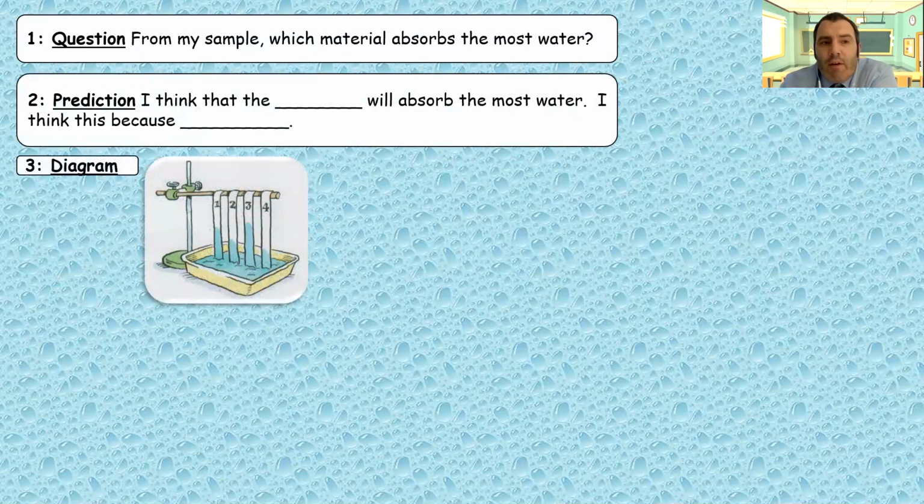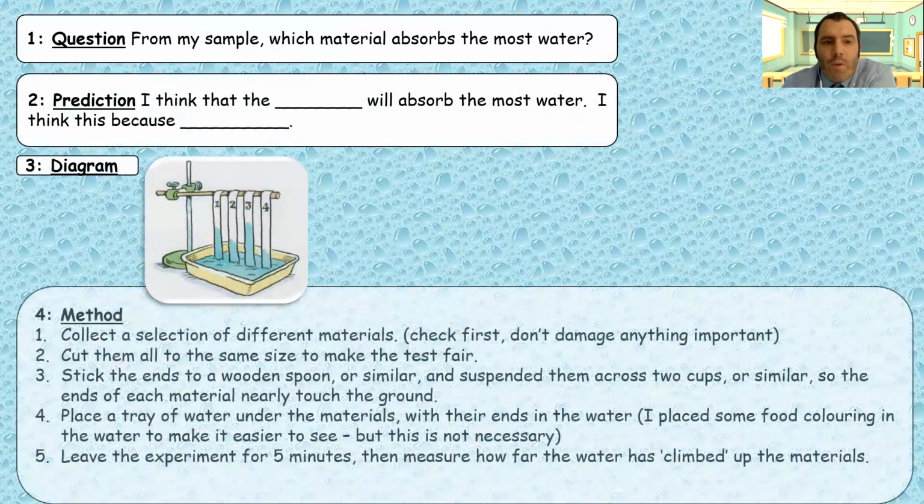So we've got a diagram. This is how, if we were in school in a perfect scenario, we'd set it up. We'd have an angle clamp, we'd have our rod, and we'd have our different materials hung over the side. We're going to have to do it slightly different because we're at home.